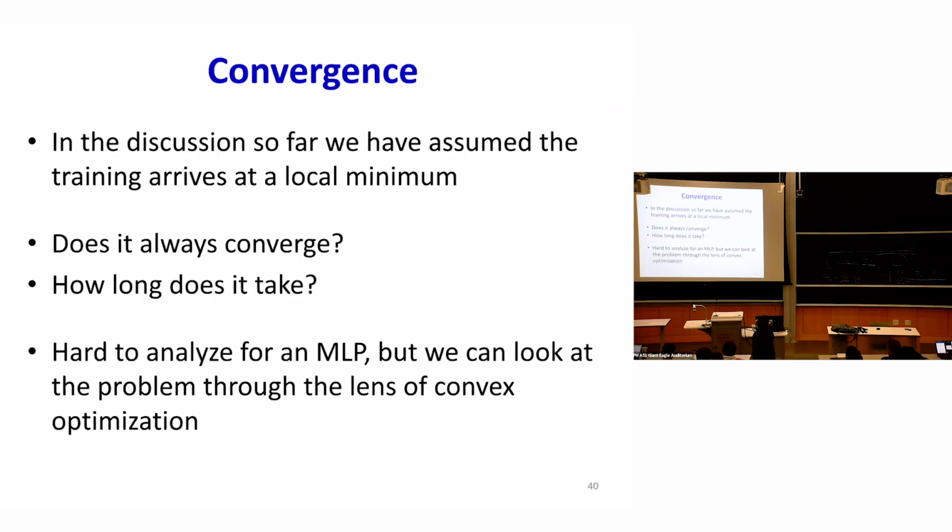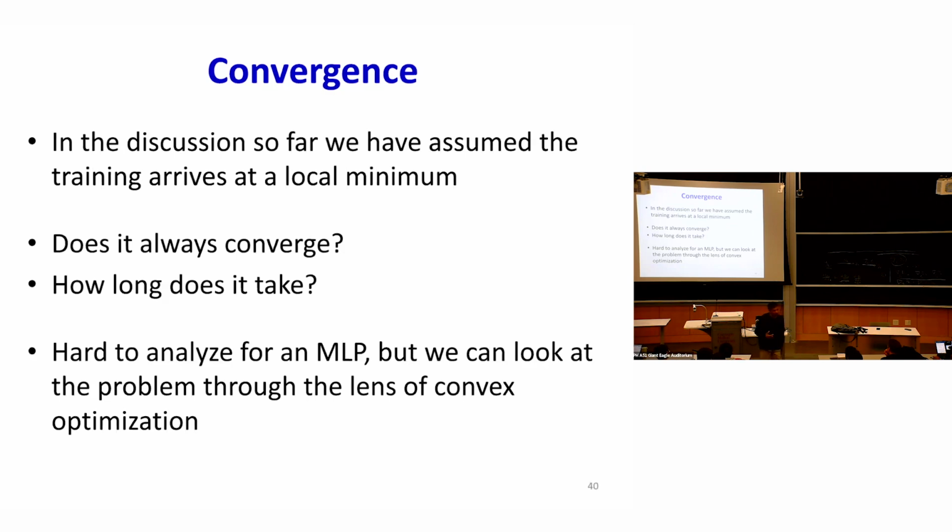So let's take a look at what kinds of things can happen. So far we've assumed that training arrives at a local minimum. Does it even arrive at a local minimum? Let's ask that question first. Does it converge? And if it converges, how long will it take? Now, MLPs are really hard functions to analyze.